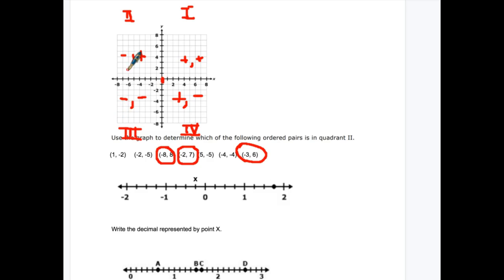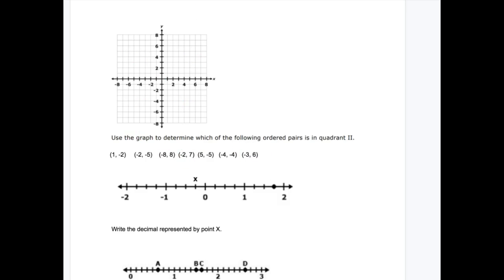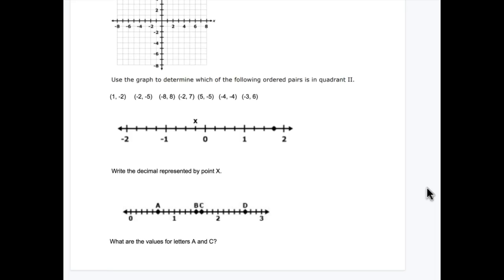This would not be in quadrant 2. This would be in quadrant 4. This would be in quadrant 3. This would be in quadrant 4. And this would be in quadrant 3. So here are the three ordered pairs that you would be able to circle, and you have your coordinate grid all filled in. So now, taking a look at the next one.